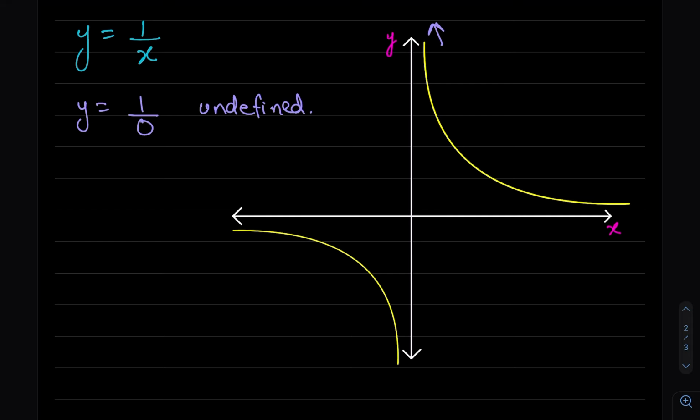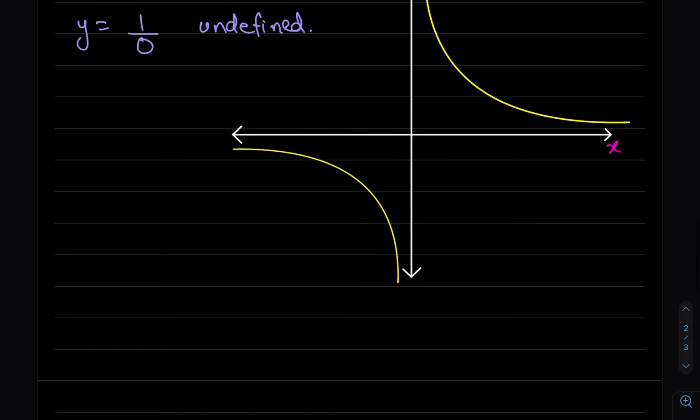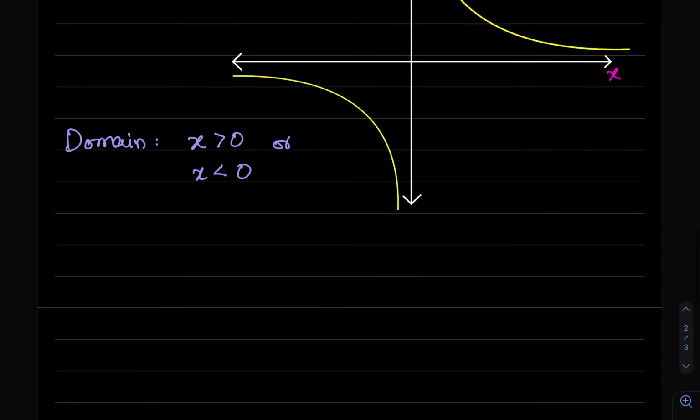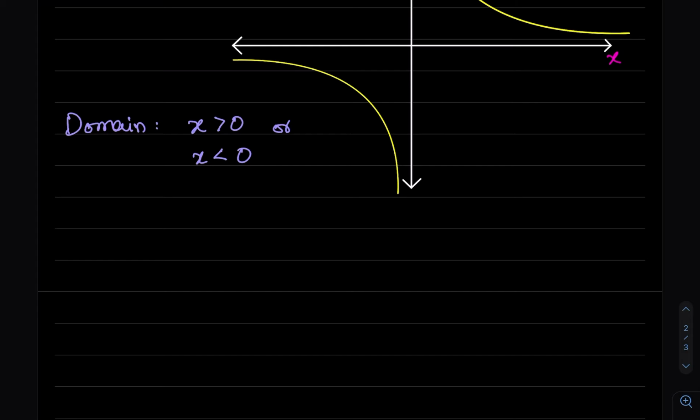So I would say for this graph, the domain is going to be, you guys might have guessed it by now, x can be either greater than 0 or x can be less than 0. It just cannot be 0, right? Now, this is how you write domains. There are other ways to write it, but this is sufficient for your syllabus. This is what the domain is. These are the values that I can input into the function.